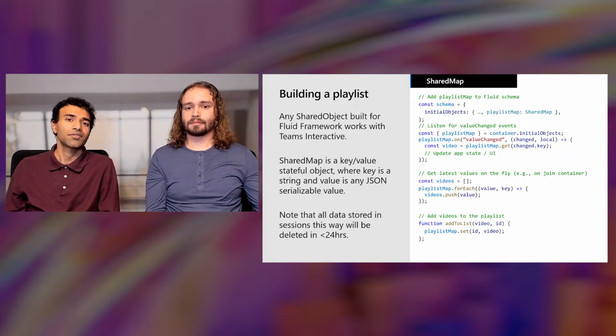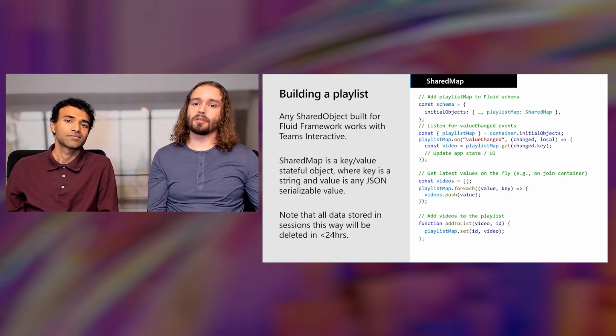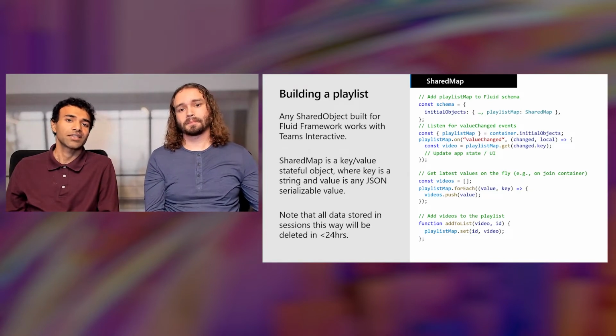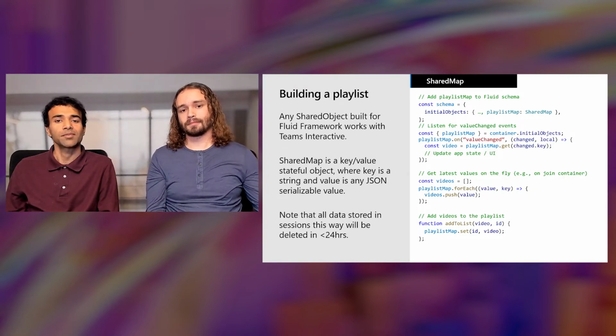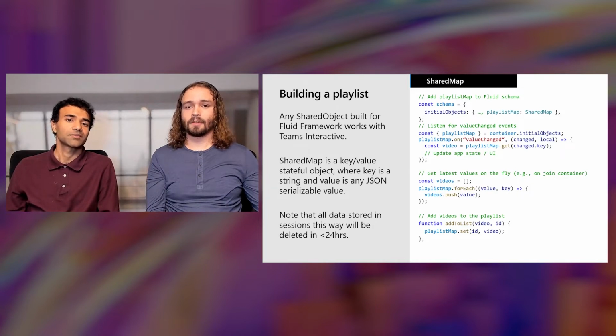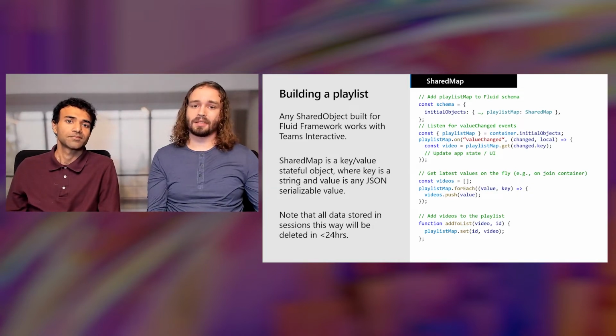Shared map is an incredibly flexible object that can be used for almost anything you want to synchronize, but there are a few caveats. All data stored through our hosted service is deleted within 24 hours of container creation. Don't put anything in the service that you aren't prepared to lose. Another thing to keep in mind is that these objects are not compatible with the Teams meeting role verification, so anyone in the session can write to these objects. For most scenarios, that shouldn't be a big deal, but it's good to know.